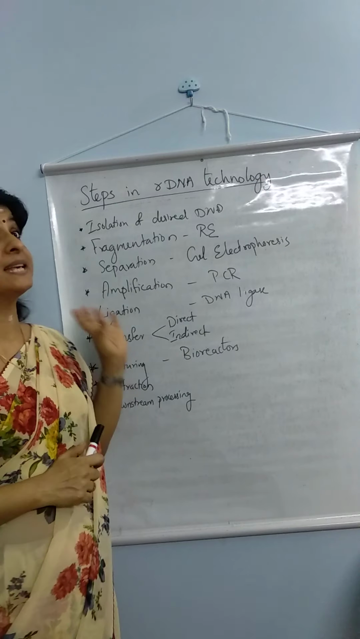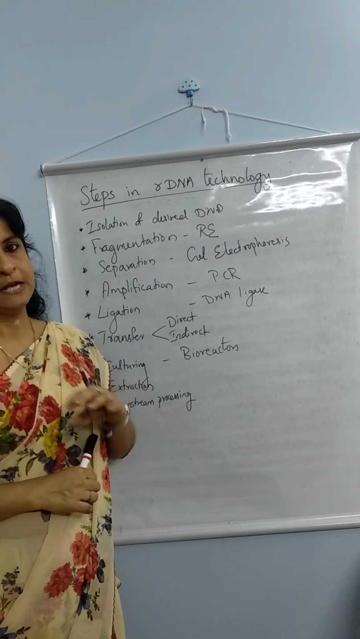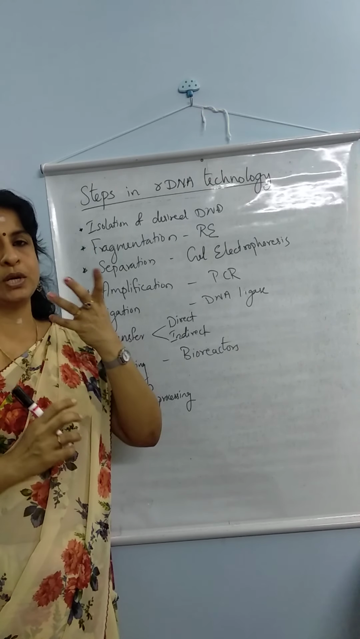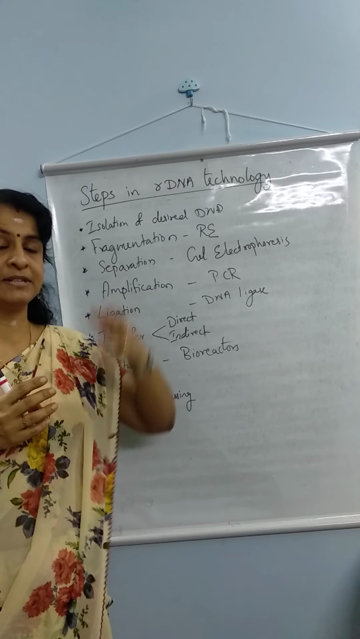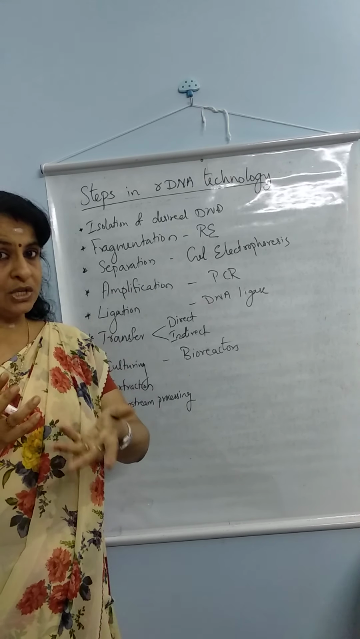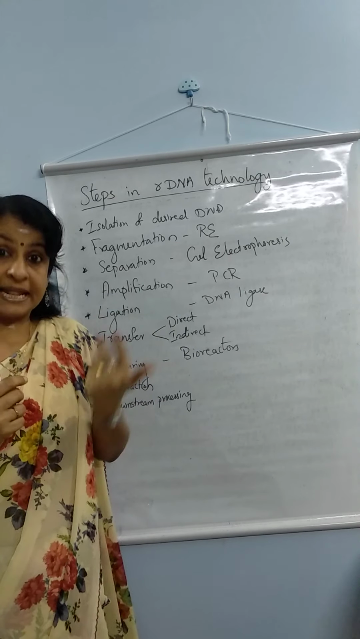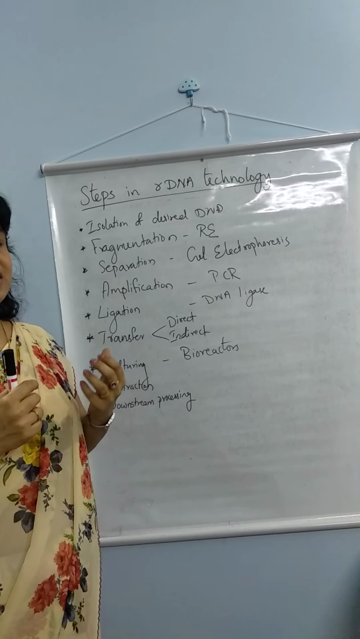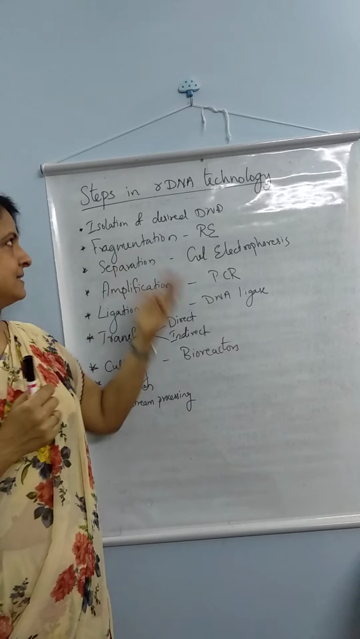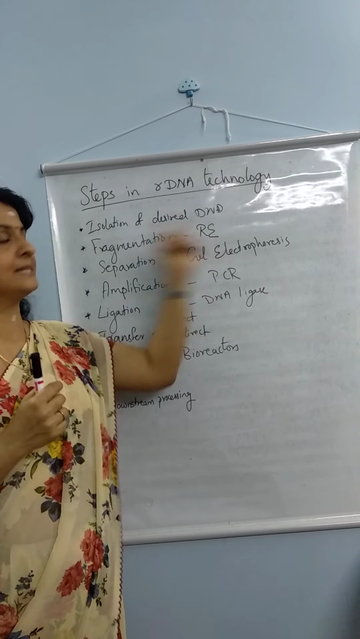The first thing is isolation of the desired DNA. When we have to introduce a foreign gene to an organism, first we should know which gene has to be introduced and from which organism we can get that gene. So getting a desired gene from an organism is called isolation of the desired gene.